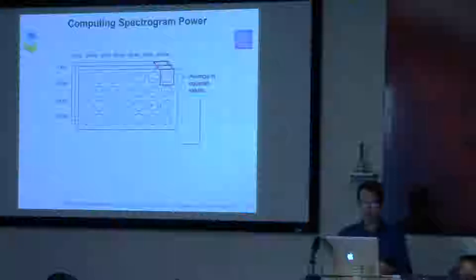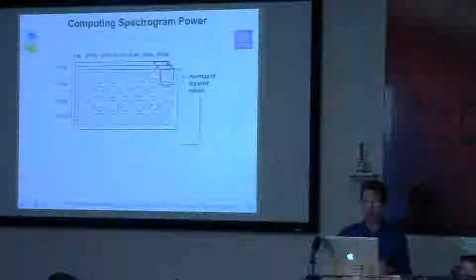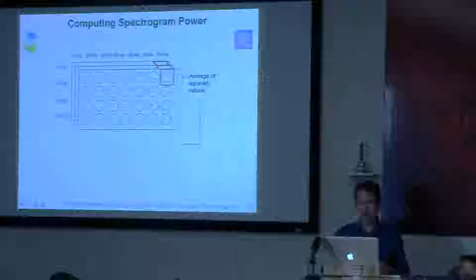There are two ways to do that. The typical way is to actually average the magnitudes of those, so throw out the phase information. And then you get a spectrogram like this.